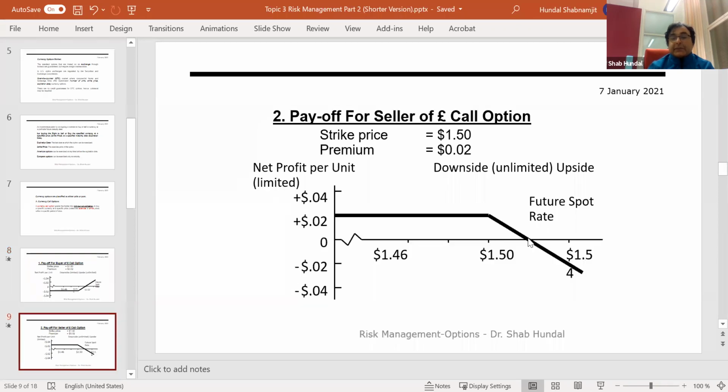But here, for the seller, the gain is limited, not more than 2 cents. The seller would never get more than 2 cents as a gain, but his or her loss can be unlimited. So it means that in case of the call option, if you compare the potential, notional, theoretical risk, the situation of the seller of the call option is more risky than the buyer. And the question is, why do people sell the options?